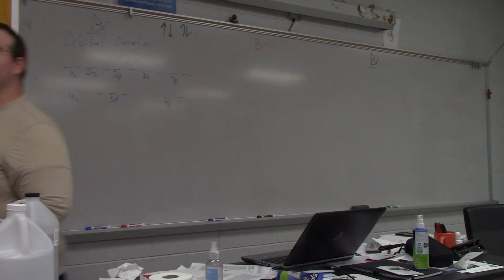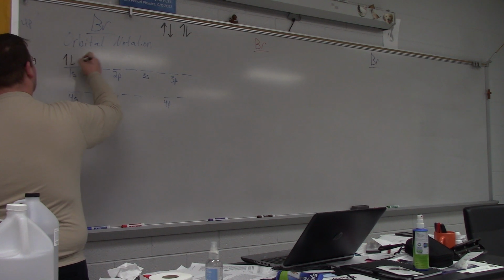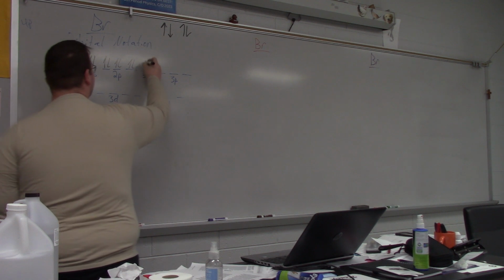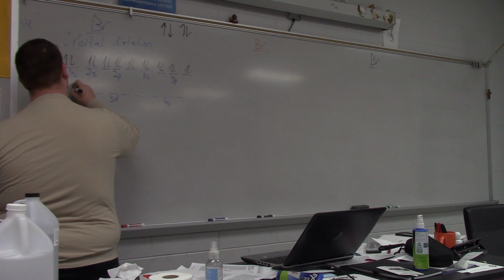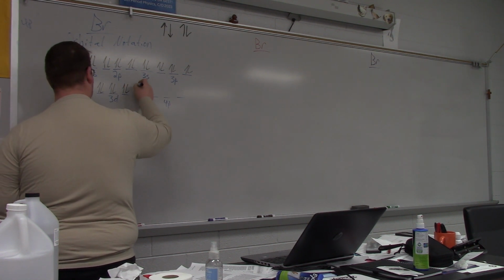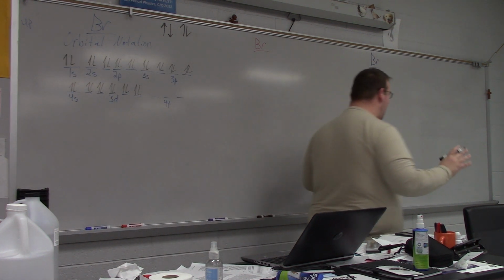So everything is full until I get to 4p. Once I get to 4p, then I know I need to stop and figure everything out. So I'll go ahead and fill it up. Each orbital that is full has one up and one down. There's a reason for this. All right, now I've made it to the 4p. I'll let you catch up.